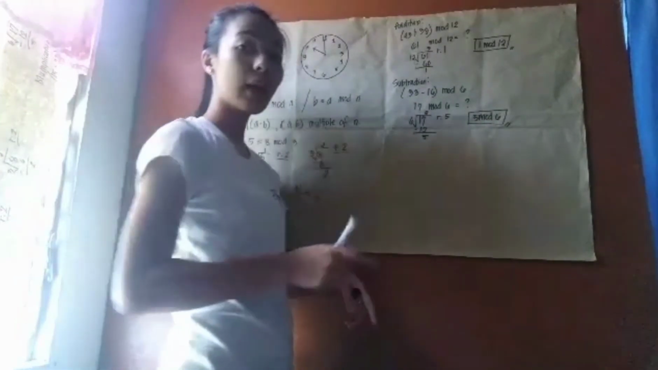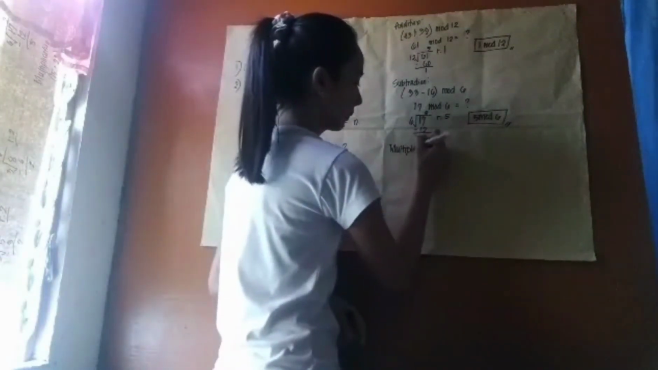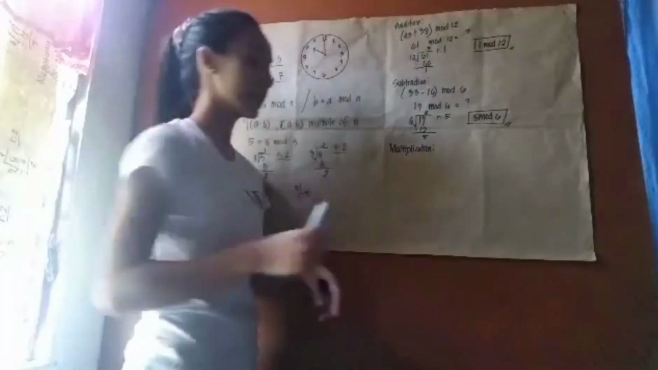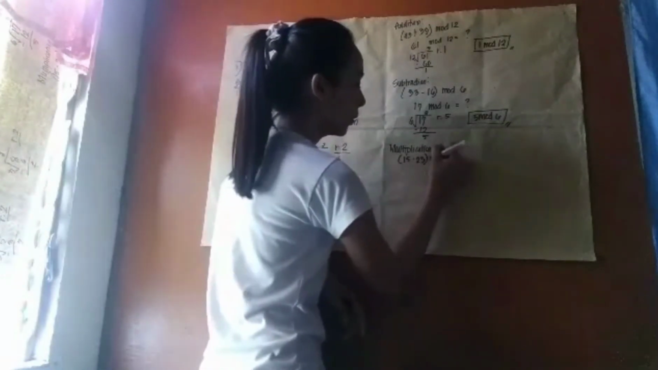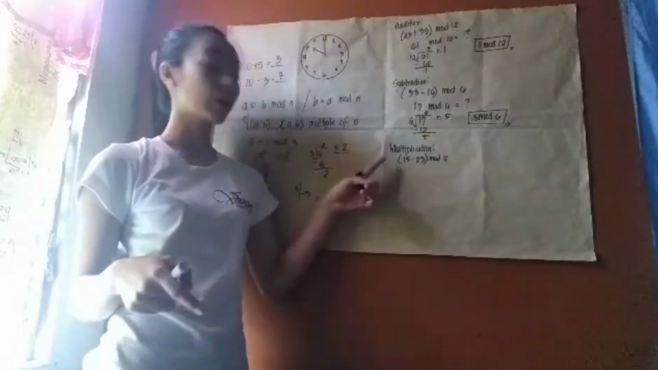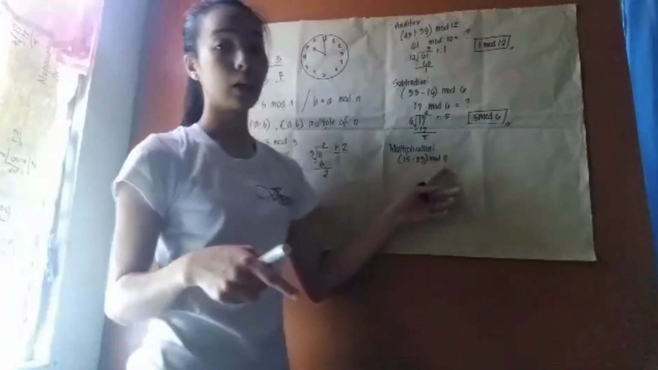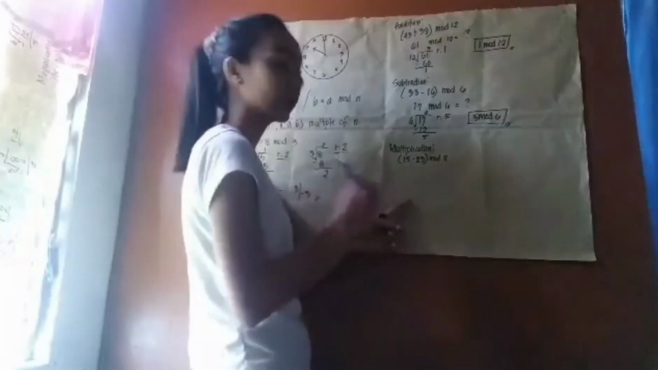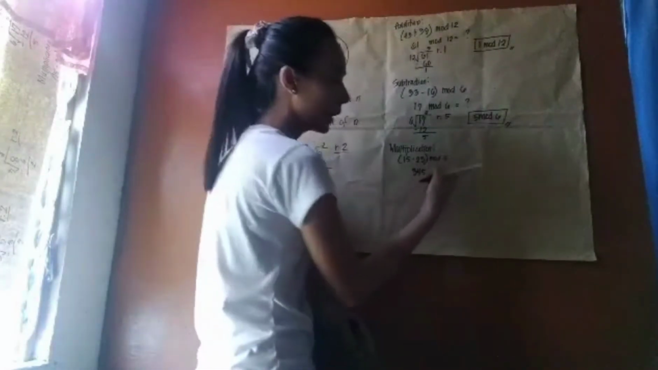Next is the multiplication. If I have a given example of 15 times 23 mod 11, same as addition and subtraction, you are going to find the remainder. First you multiply 15 by 23. What is 15 times 23? It's 345. Copy the mod 11.